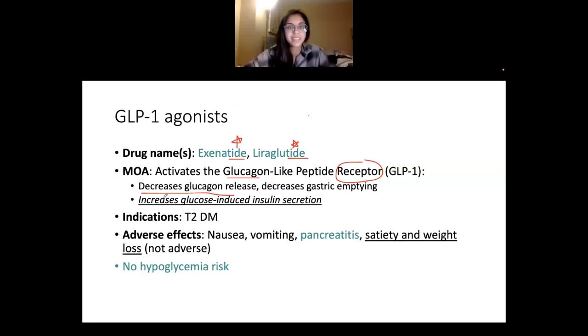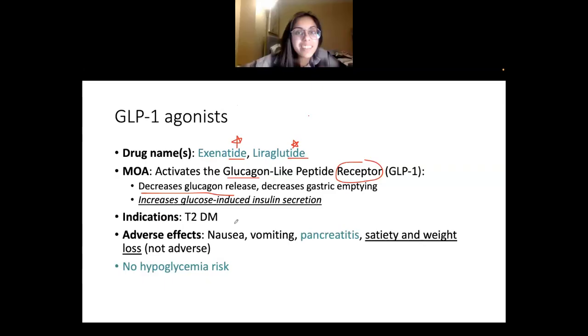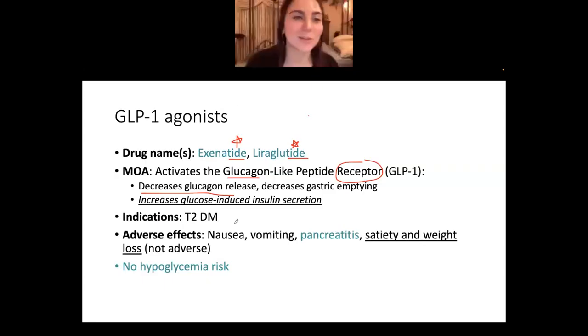GLUT4. No, the beta islet cells. GLUT2? Yes, very good. Amazing. Yeah, so GLUT2. So this is basically acting on GLUT2, upregulating glucose going through GLUT2 to cause more insulin release.